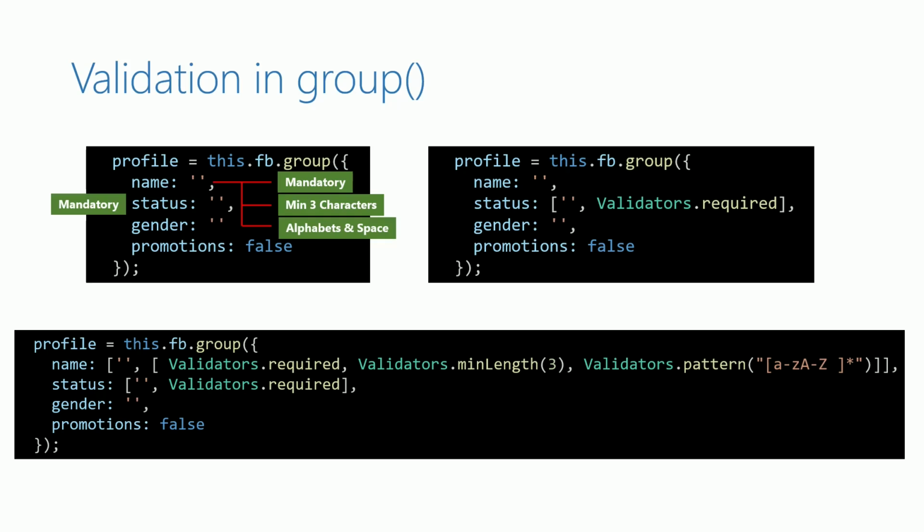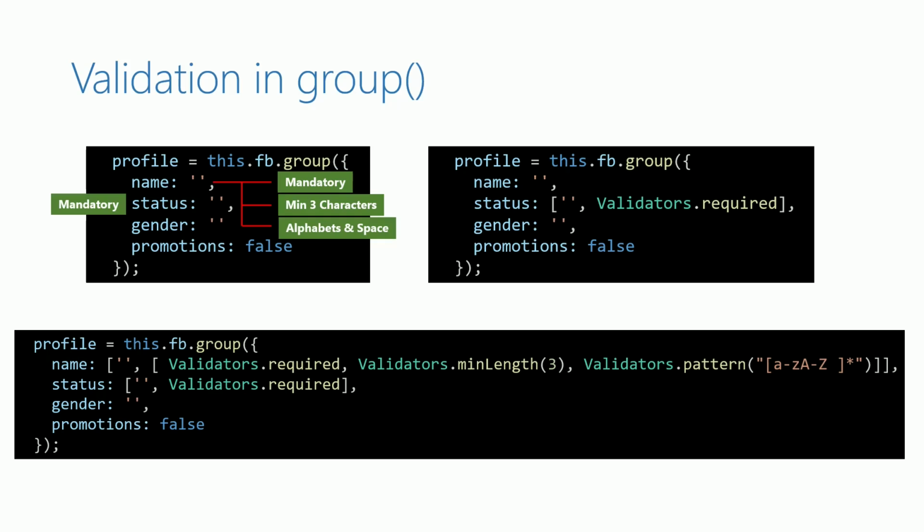Hope these examples help you understand how validation can be defined in group function. Let me summarize the learnings that we had from this video. A form control with no validation can contain just the value. A form control having a single validation should be defined as an array containing 2 items, with first array item having the value and the second array item containing the validator.